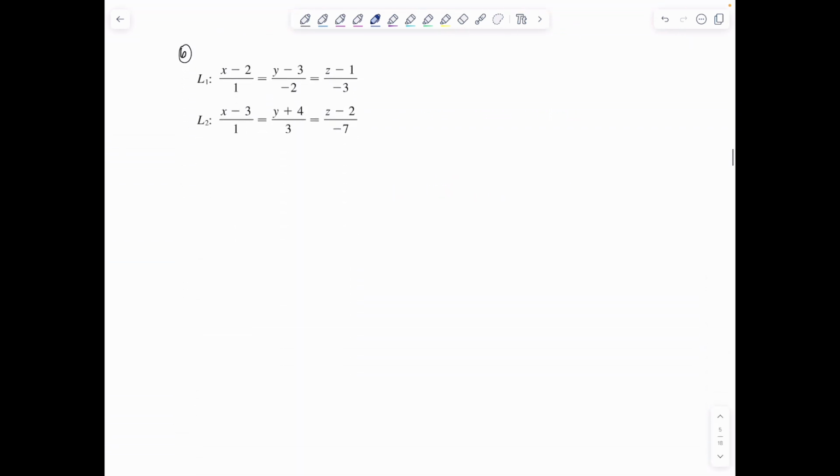Here we have symmetric equations. Line 1 equals x minus 2 over 1, which equals y minus 3 over negative 2, which equals z minus 1 over negative 3. And then we have line 2 symmetric equations. Okay, let's write down the direction vector for each of the lines. So direction vector for line 1 has components, remember, now a, b, and c are in the denominators, so it would be 1, negative 2, negative 3. And then the direction vector for line 2 has components 1, 3, negative 7.